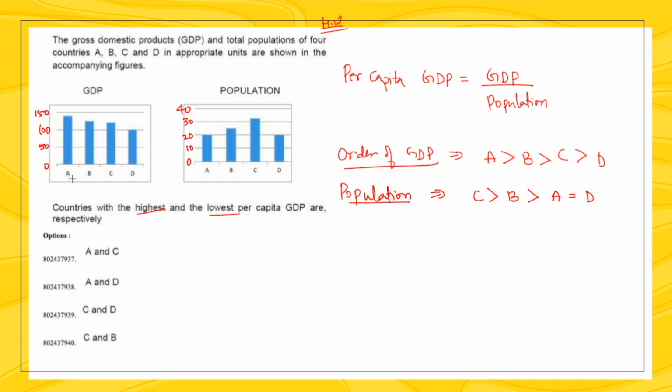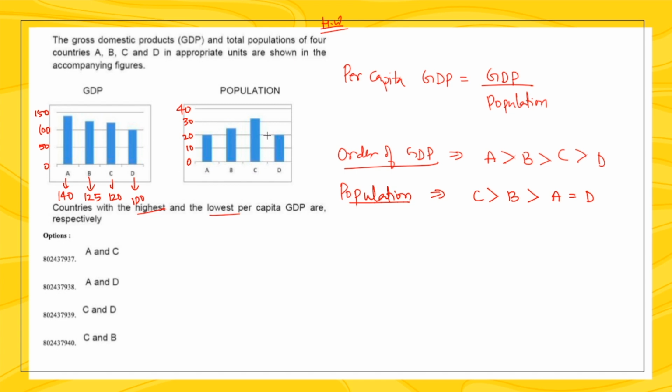So if you look at this, the GDP of A is like 50, 100, 140. For B it is like 50, 100 and 125. For C it is 50, 100, a little less than that, let's say 120. For D it is 100. With values, things become very clear to us.